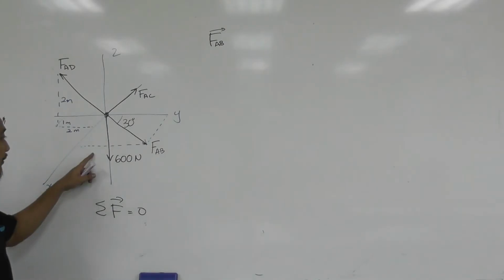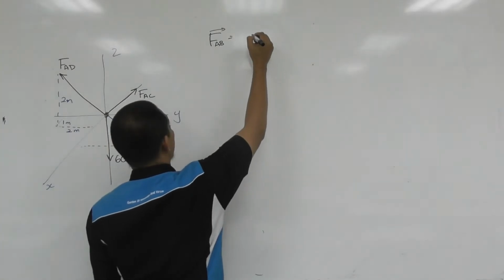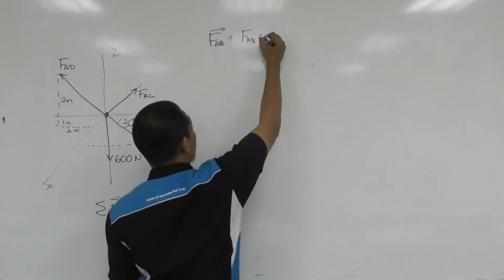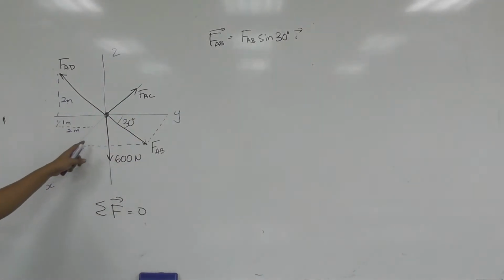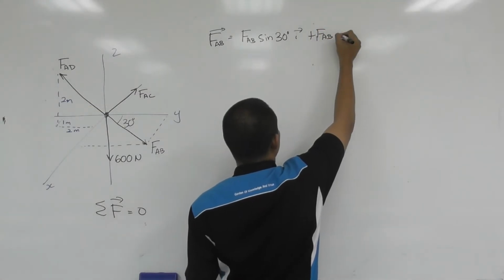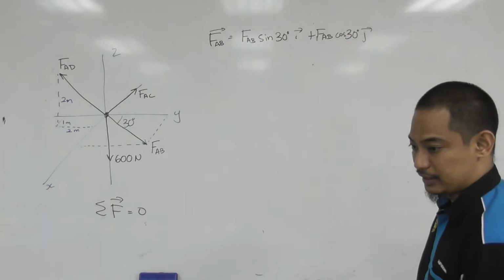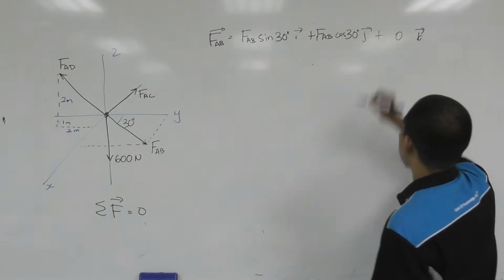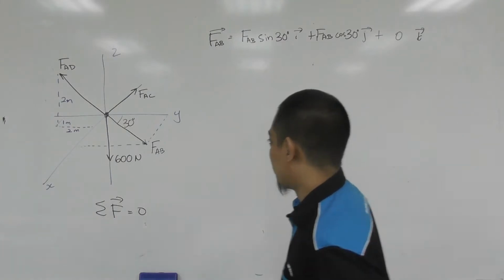Alright, so what is the x component? X component is here, so FAB, because that's the magnitude, sine 30 i. And then y component is plus FAB cos 30 j. And then it doesn't have any z component, so plus 0k. So that's for this one, cos and sine.